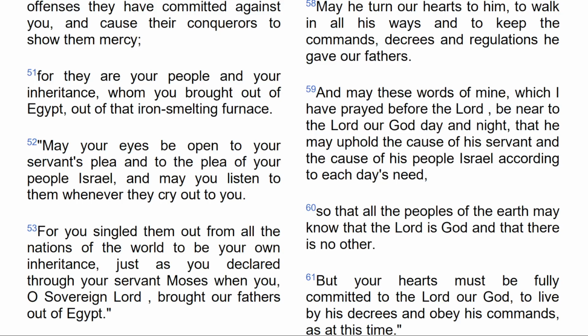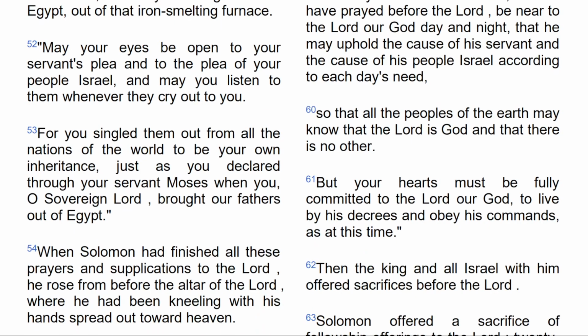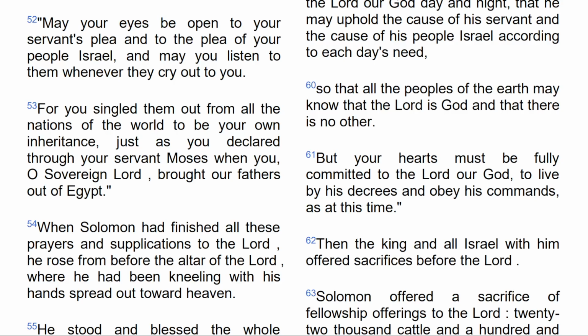May your eyes be open to your servant's plea, and to the plea of your people Israel, and may you listen to them whenever they cry out to you. For you singled them out from all the nations of the world to be your own inheritance, just as you declared through your servant Moses, when you, O sovereign Lord, brought our fathers out of Egypt.